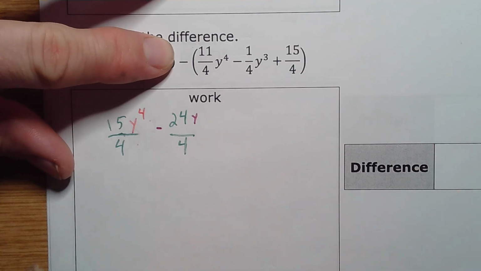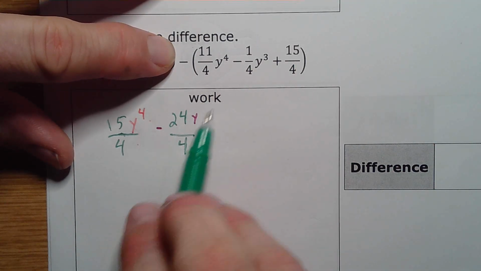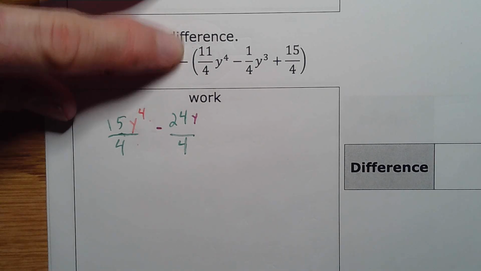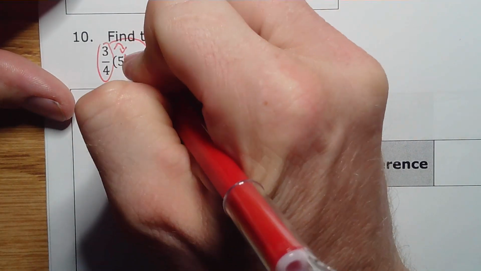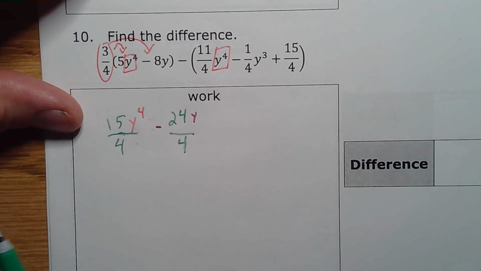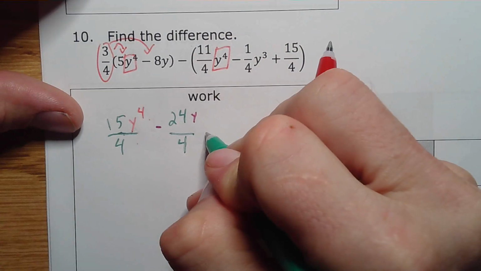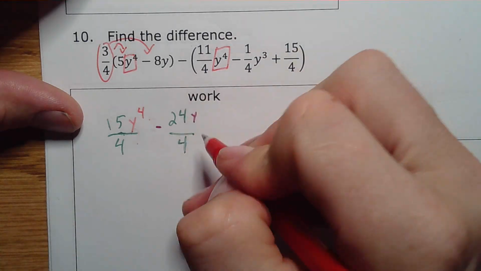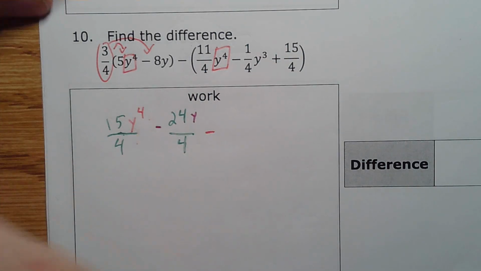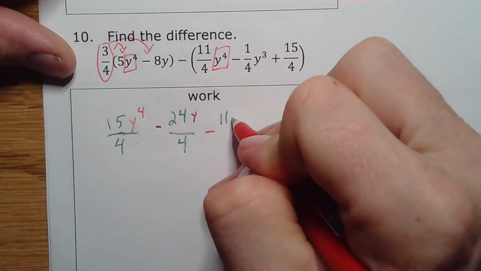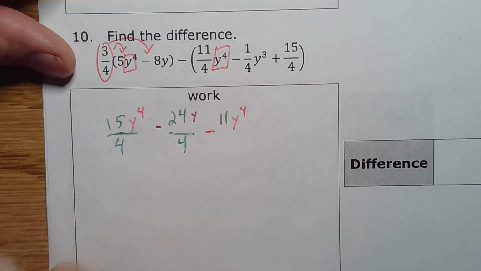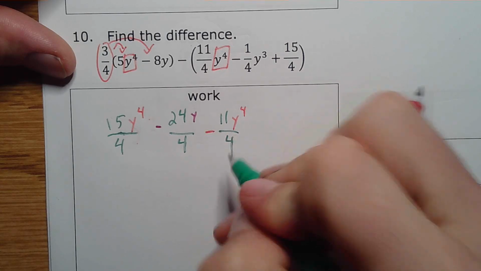Okay, so we have a y to the 4th. Here's a y to the 4th. We're going to make this one red, right? So our y to the 4ths are red. Okay, so this is going to be 11. It's going to be minus 11 y to the 4th divided by y to the 4th.